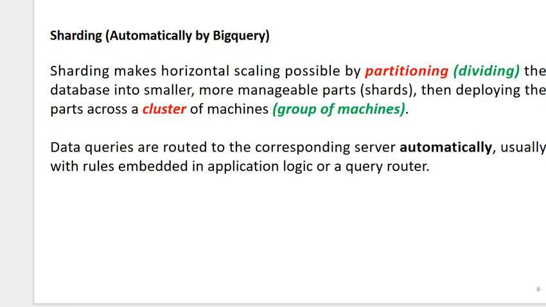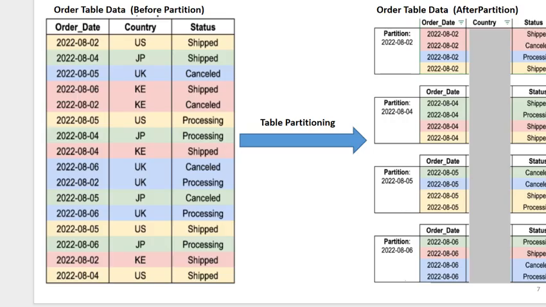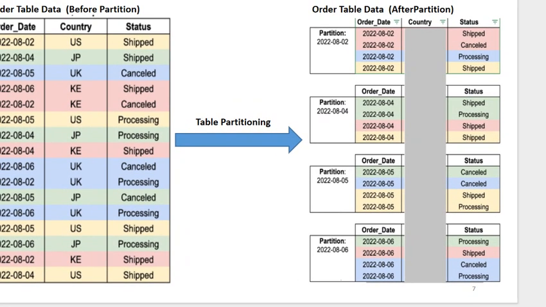Okay, data queries are routed to the corresponding server automatically, usually with rules embedded in application logic and/or a query router. Now, in the next screen, the same things, partition, clustering, and sharding, are explained in a graphical way. First, see this screen.